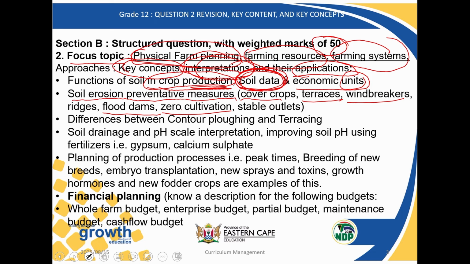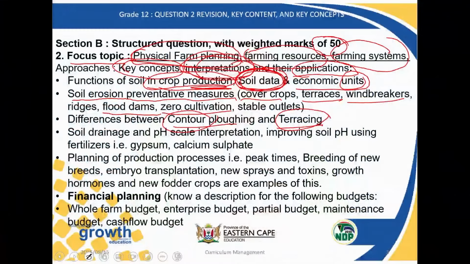Very, very importantly, we have these two concepts as well, terracing and contour plowing. You should be able to differentiate between those two. If you look at your previous question papers, you always have this. Sometimes it will be assessed in the form of pictures, where you will have pictures demonstrating a certain plowing. You should be able to say and identify that this is terracing or this is contours, and also why it has to be done that way.